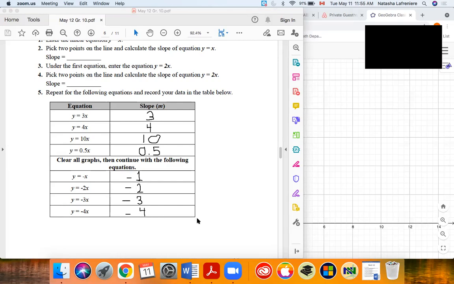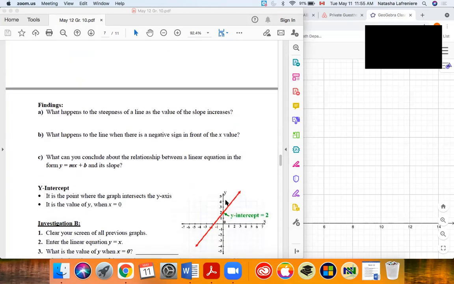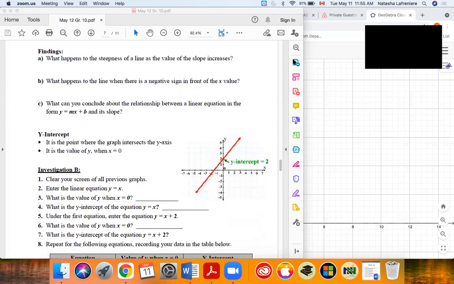Okay, so I'm going to clear this and we're going to move forward. So our findings: what happened to the steepness of a line as the value of the slope increases? So as the slope increased, we saw that the graph became more steep.